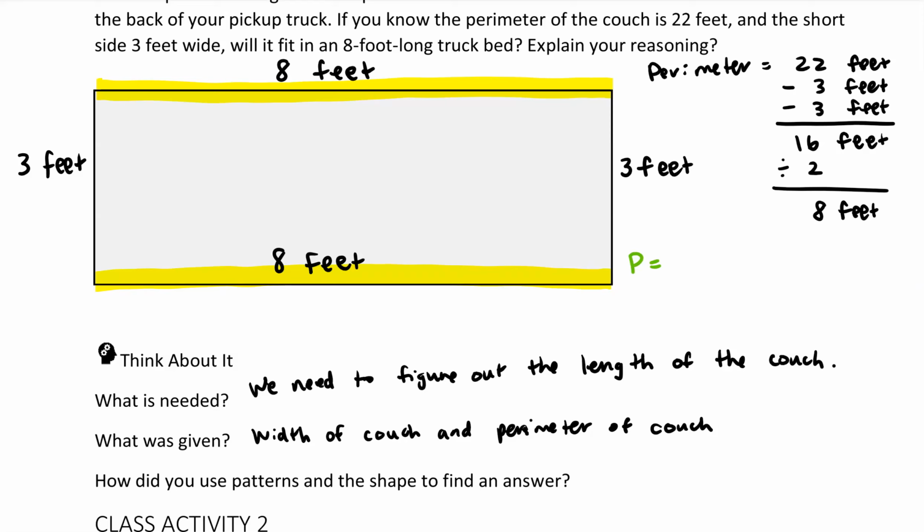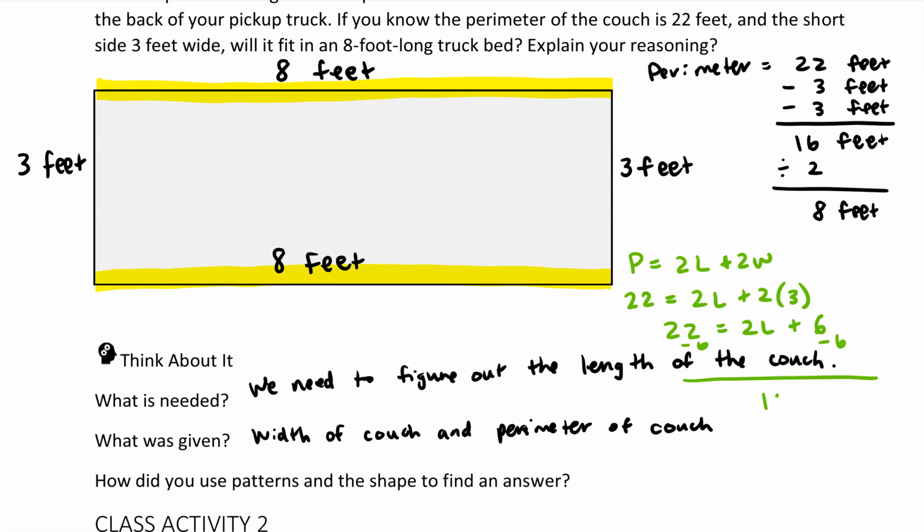So we have the perimeter is equal to 2L plus 2W. And so we know the perimeter is equal to 22, and we know that the width is 3. So I'm going to replace those inside the variables. And if we simplify that, we get 22 is equal to 2L plus, well, 2 times 3 is 6. Now from here, what I want to do is subtract both sides by 6. So I'm going to subtract 6 here and subtract 6 here. And if we do that, we get 16 is equal to 2 times L.